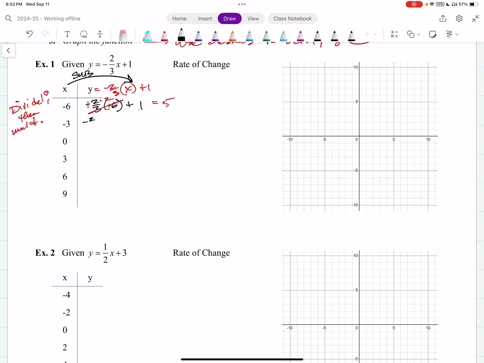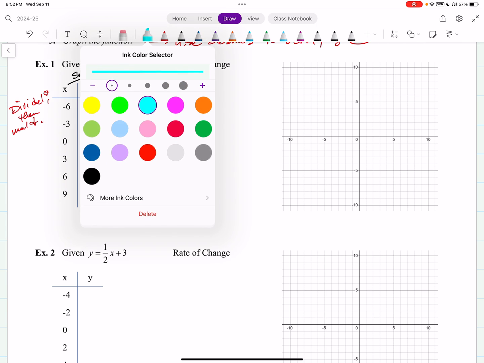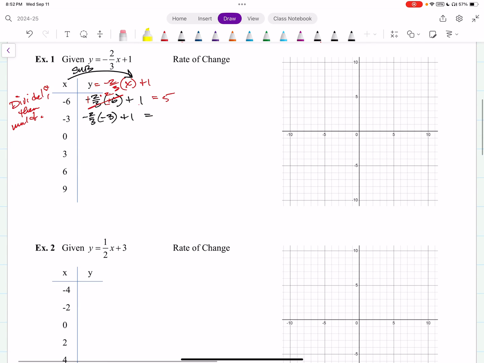Okay, so now let's do it again. So negative 2/3 times negative 3 plus 1. You take your x value, substitute in the function wherever you see x, and then you evaluate it. You've got to get good at the arithmetic. So here we go. First of all, cancel the negatives. A negative times a negative is a positive. 3 divided by 3 is 1, times 2 is 2, plus 1 is 3. There we go, and that's how it's done.